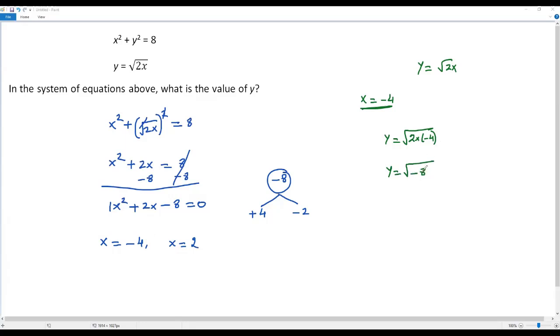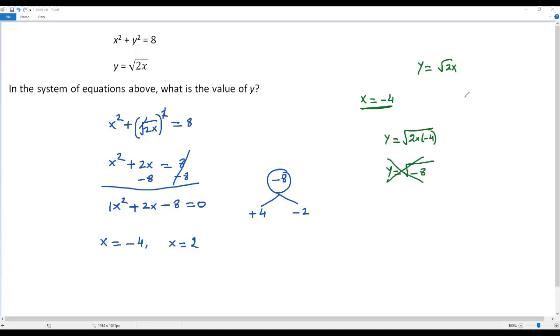Whenever we have a negative value inside the square root, it's considered to be imaginary. When x equals negative 4, I am getting an imaginary value for y. So usually we don't consider the imaginary value as a valid solution. So we can reject this one. Since square root of negative 8 is an imaginary number, we can reject this one.